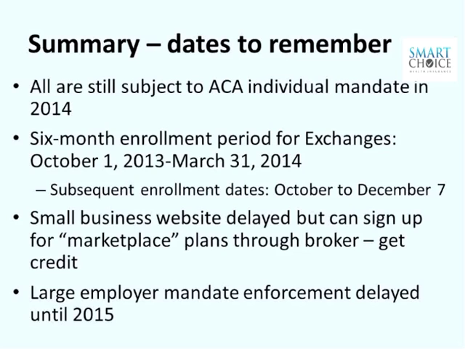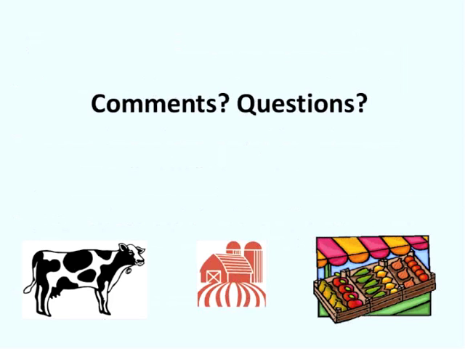So the small business website was delayed until next year, but small businesses can still sign up for marketplace plans through a broker and get the tax credit. And the large employer mandate, I didn't mention this when I was talking earlier, but that large employer mandate was delayed until 2015. So if you are on the line for knowing if you have 50 or more or not, you have a little bit of time before you're mandated to have insurance for your employees.